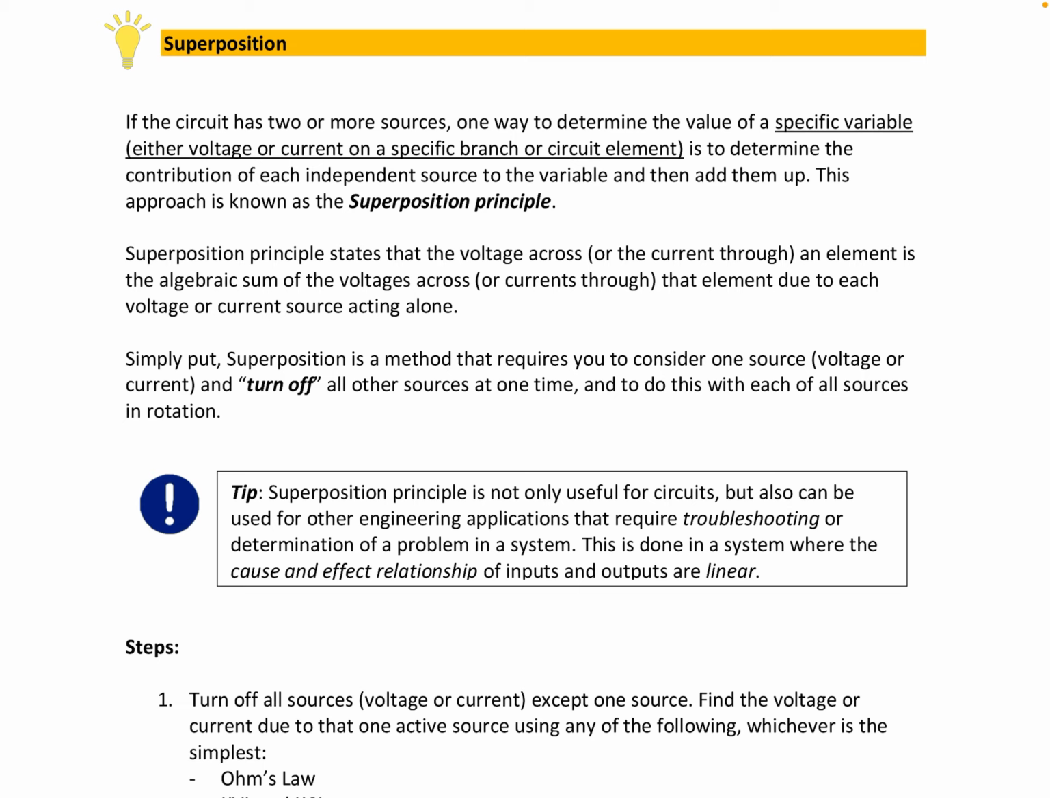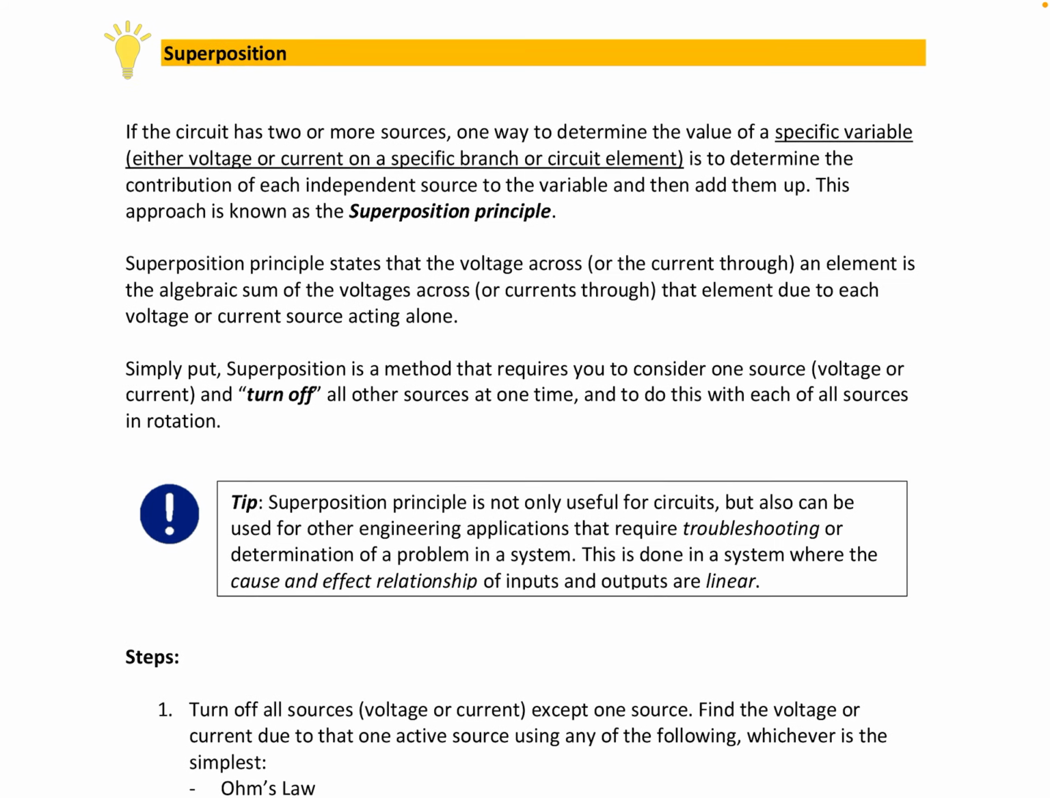So simply put, superposition is a method that requires you to consider one source, either voltage or current, at a time, and turn off all other sources at one time, and to do this with each of all sources in rotation until we have considered every voltage or current source.